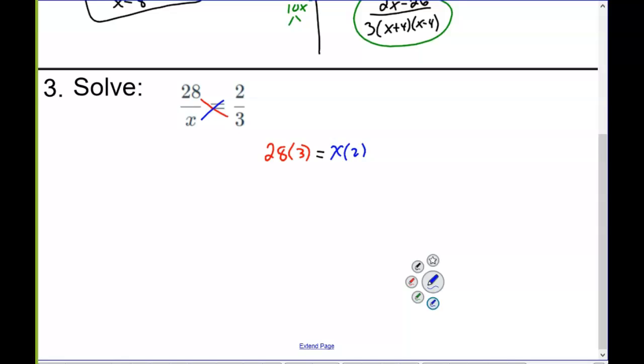Cross multiplying? That's one of the methods for solving proportions, is we can just cross multiply. I'll show you another method here in a second. If I multiply those together, I get 84 equals 2x. If I divide by 2, we get x equals 42.